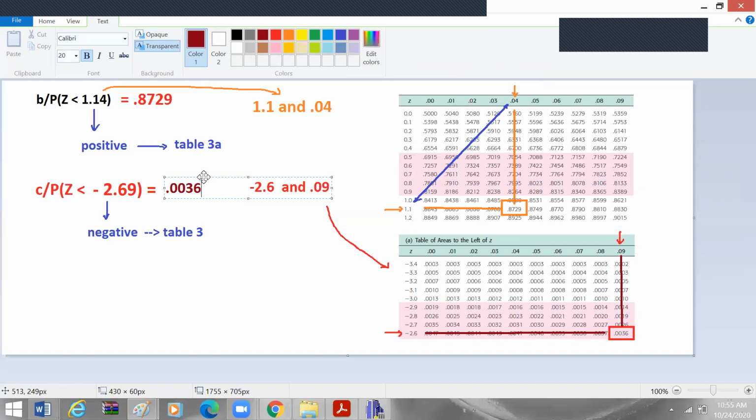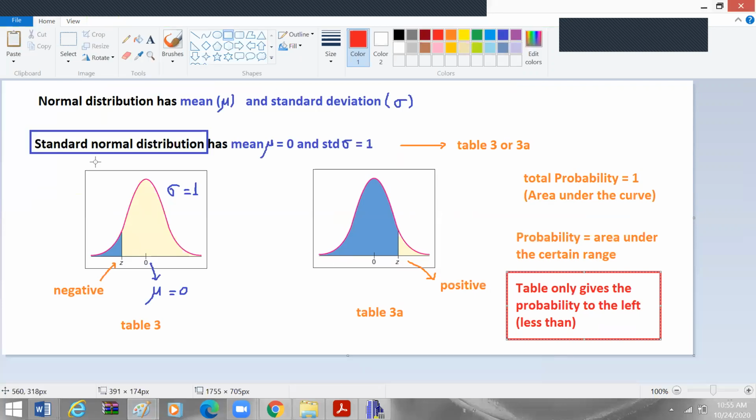All right, so the first step is that we need to get used to the values of the z. So why do we call this the z? Because the standard normal uses the letter z.